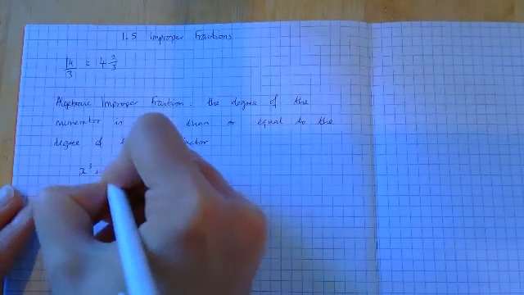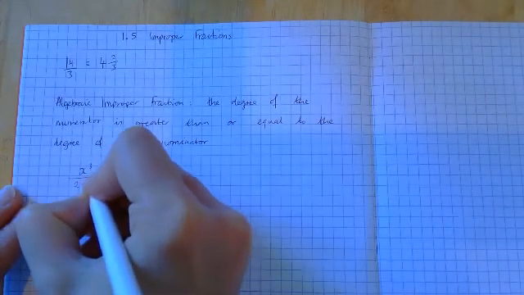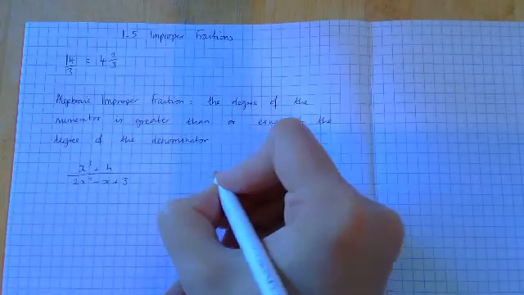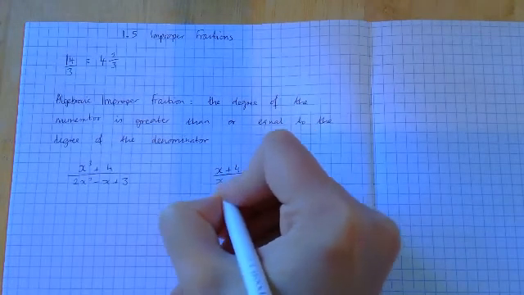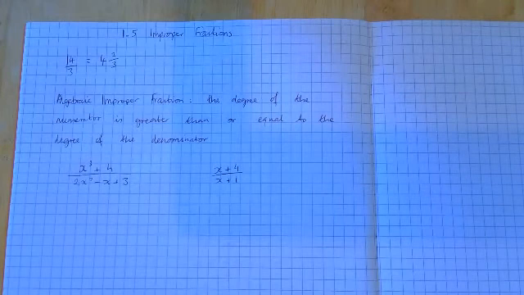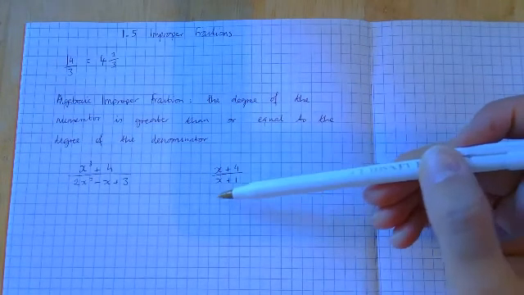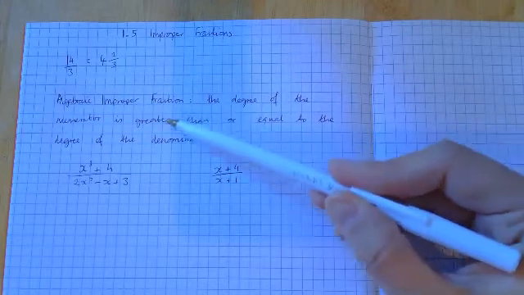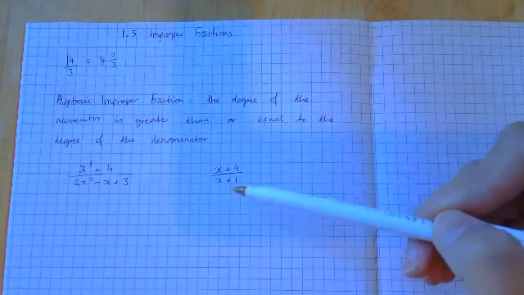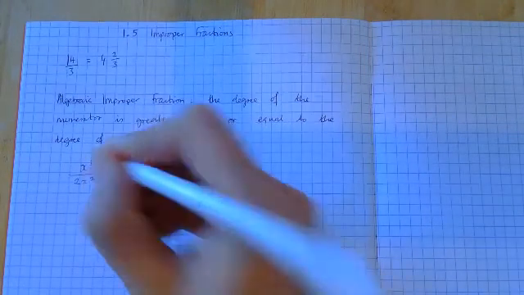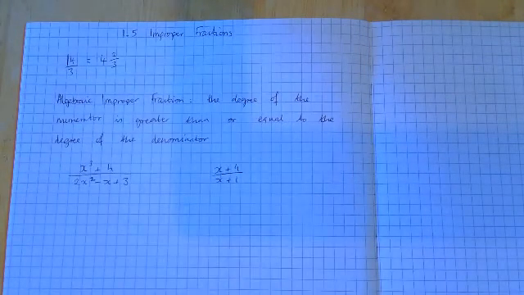For example, x cubed plus 4 over 2x squared minus x plus 3. That would be an improper fraction. But equally, x plus 4 over x plus 1. That would also be an improper fraction. The degree of the top is 1, and the degree of the bottom is 1. So the degree of the top is greater than or equal to the degree of the bottom. So it just means that the power of the top is either the same as or bigger than the power of the bottom. And that's really important.